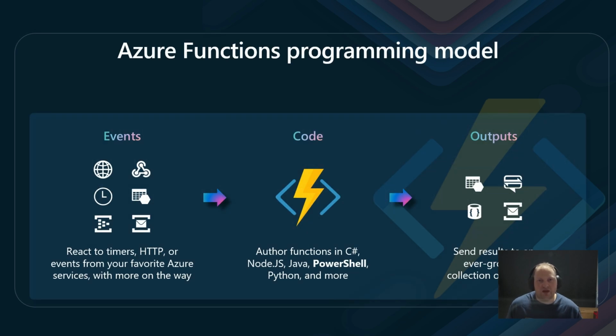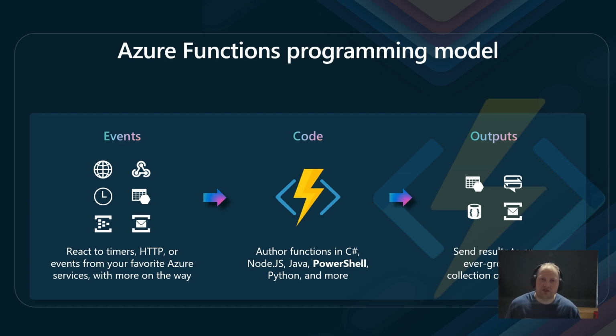So, the Azure Functions programming model is key to understanding how Azure Functions works and interacts with other Azure services. So let's break it down into three components: events and triggers. So Azure Function is event-driven, meaning it reacts to various types of events or triggers. These events could come from timers, HTTP requests, or other Azure services, as mentioned earlier, like Event Grid or Service Bus. Essentially, when one of these events occur, it automatically triggers the corresponding Azure function.